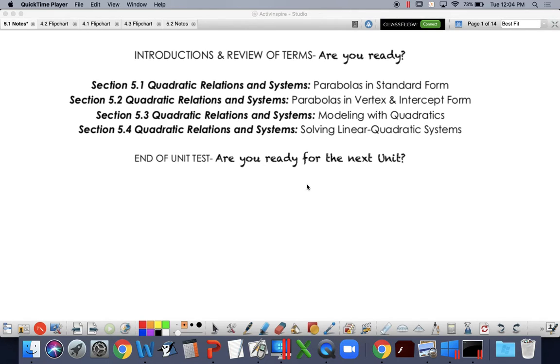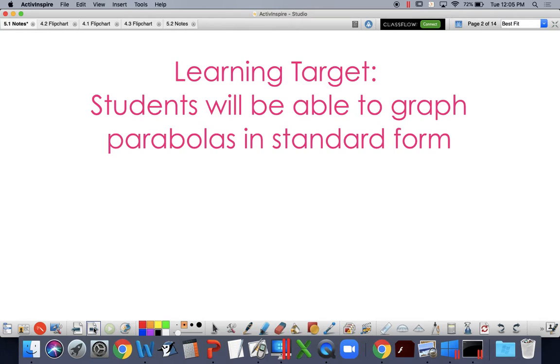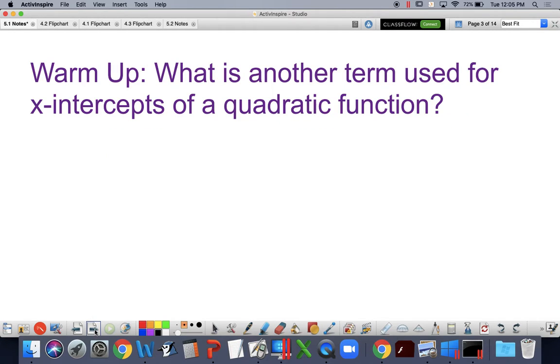But really, we're going to be working with quadratic functions. So we've studied before how to solve quadratics. Now we're going to look at things like, how do we graph them? How can we model with them? How can I solve a system that now has a quadratic and a linear function? So this is a good unit to have right before your final, because we're going to touch upon a lot of little different things about quadratics in this here. So we're going to be able to graph parabolas in standard form.